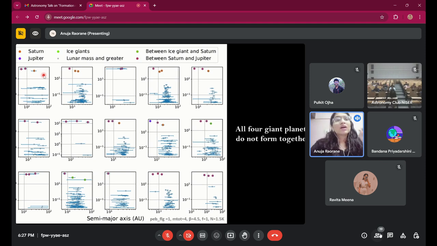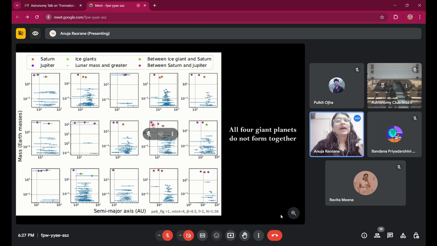But the orange dots are Saturn, the purple dots are Jupiter, the green dots are ice giants. And we see that in this particular parameter combination, we are seeing it separately. Each panel is one particular run. So one particular system is one panel in this 15 panel graph. And we do not see Saturn or Jupiter and ice giant together in any of the panels so far. So that was one of the major results, and also something that we want to look ahead to in the future.